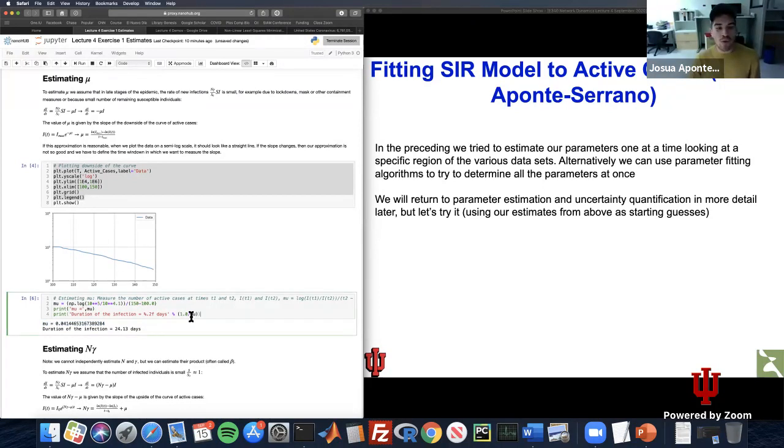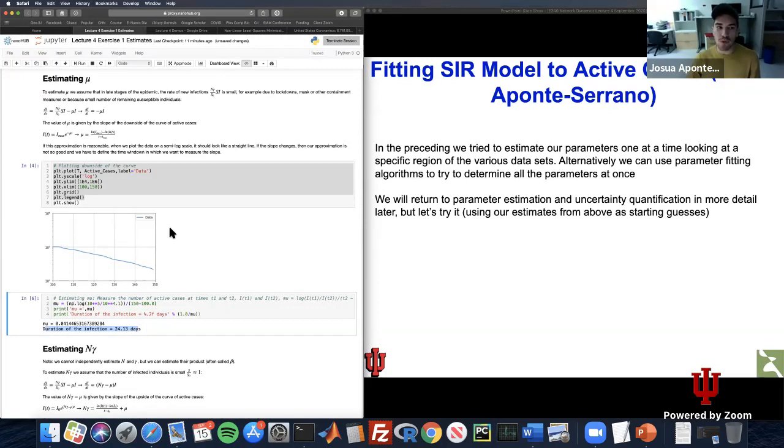And we know that 1 over mu is the time that a person spends in the infectious state. So if we take 1 over mu, our estimate is that the person remains infected around 24 days, which seems to be more or less accurate.